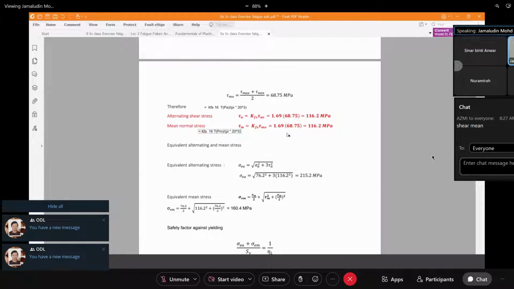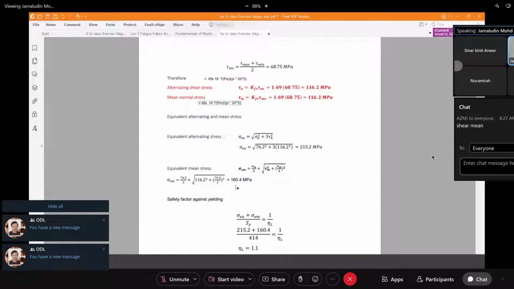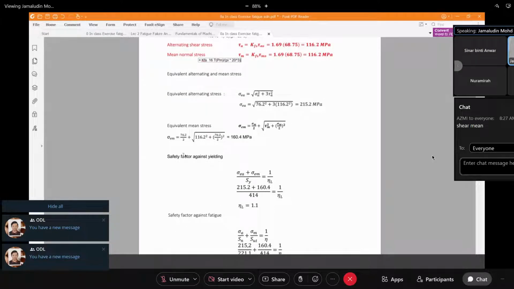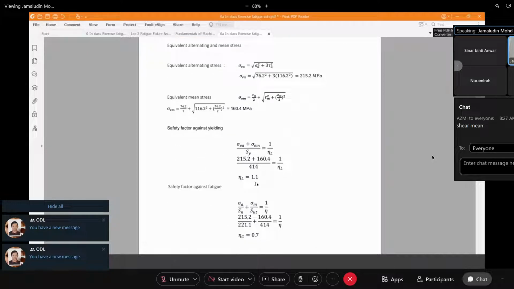Okay, equivalent stress. All right, you insert all the values here. You will get the value of 215.2 MPa. And equivalent for the mean, you get the value of 160. And then you get the values. First of all, check again the safety against yielding, right? Then you will get the N_L as 1.1.